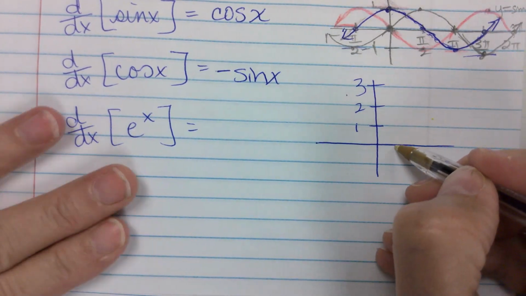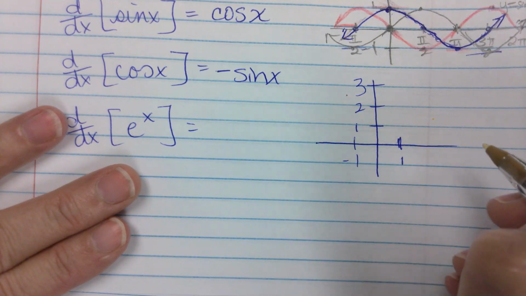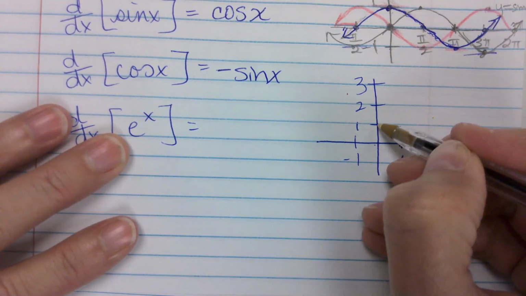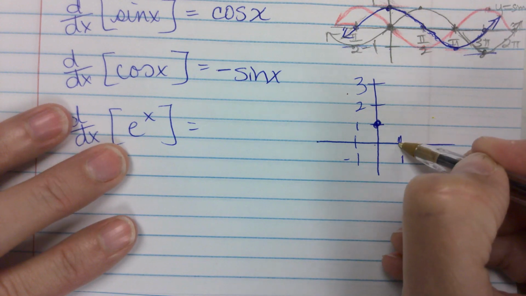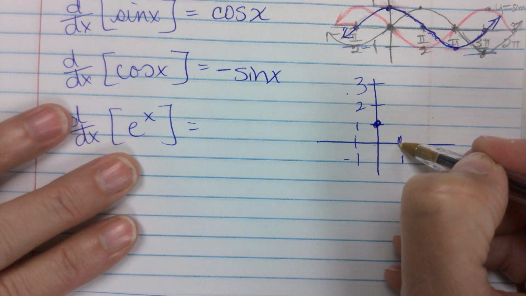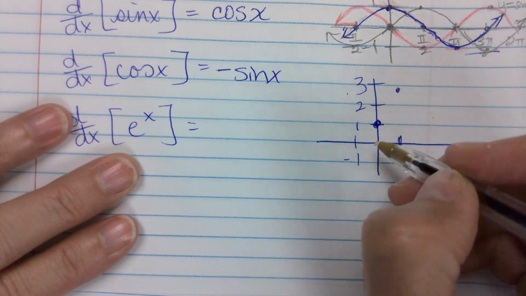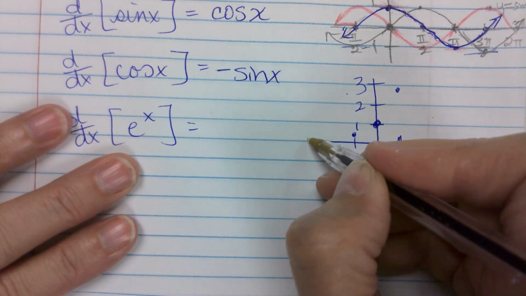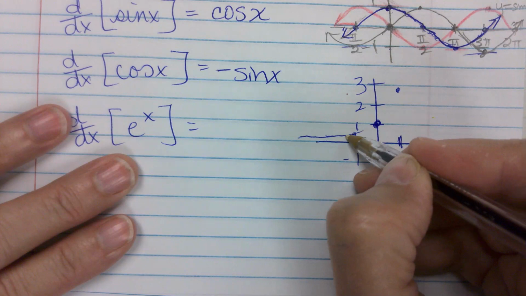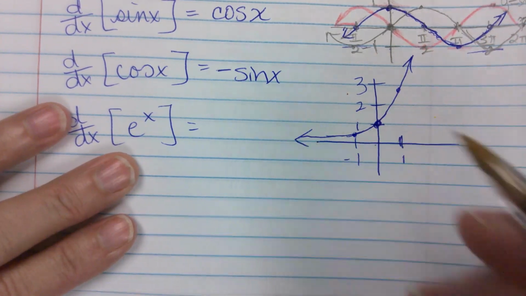What does e to the x look like? Exponential. E to the 0 is 1. E to the first. Anybody know what e is? 2.71828. Nice. 1 over 2.71828 is something almost a third, right? A little over a third. So there's our e to the x.